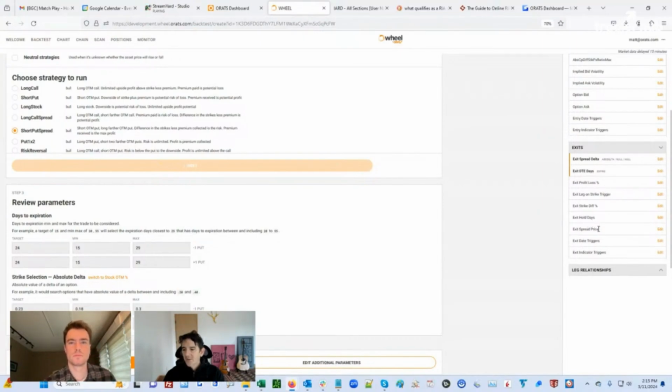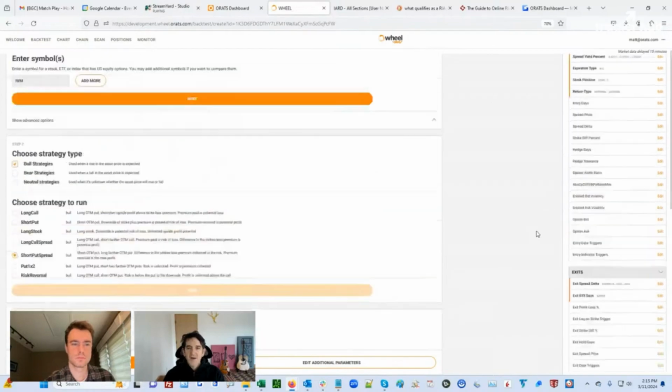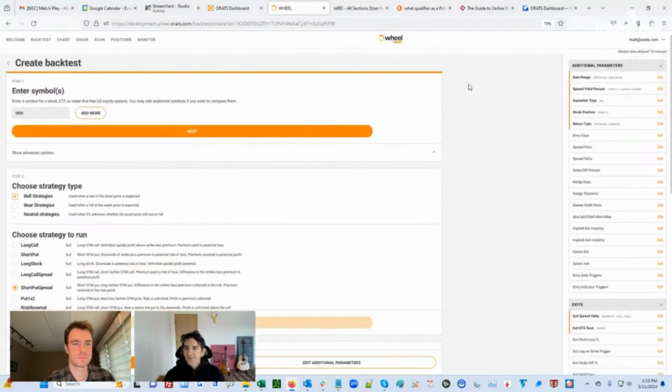You could hold it a certain number of days. You could exit it based on the spread price, like if it goes down to 5 cents, you could get out of it. And there are also those indicator triggers as well, if the moving average changes or something like that. So there's a lot in the legacy backtester. It's a little bit more difficult because there are so many more inputs, but you could recreate a lot of the strategies that you want to see in the legacy.